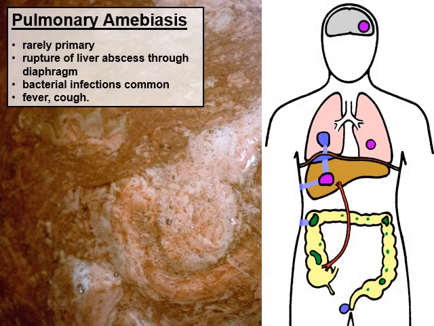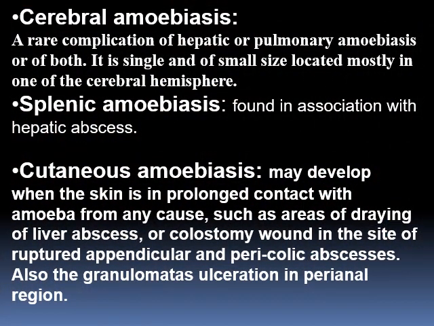So, pulmonary amoebiasis is rarely primary. It is rupture of liver amoebiasis through the diaphragm. Bacterial infection is common here, and symptoms are fever and cough. Cerebral amoebiasis is a rare complication of hepatic or pulmonary amoebiasis, or both of them. It is single and small in size, located mostly in one of the cerebral hemispheres. Splenic amoebiasis is found in association with hepatic abscess.